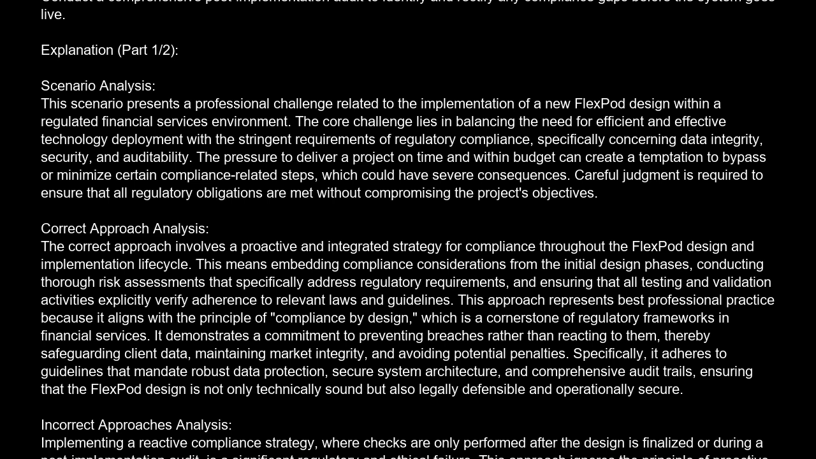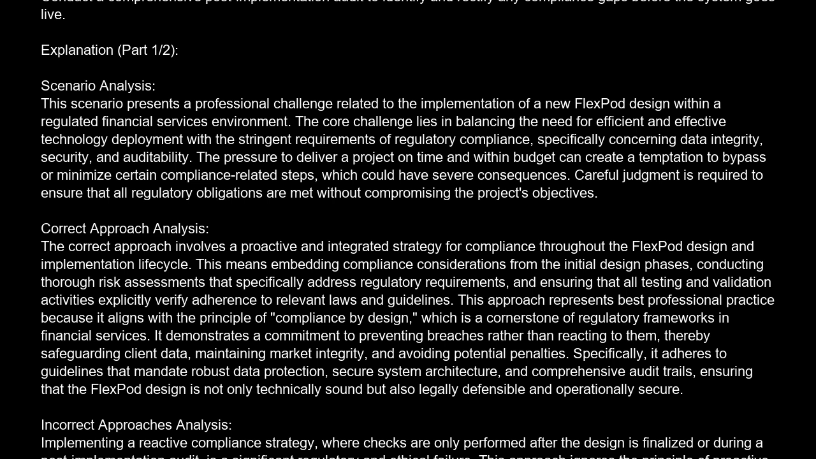It demonstrates a commitment to preventing breaches rather than reacting to them, thereby safeguarding client data, maintaining market integrity, and avoiding potential penalties. Specifically, it adheres to guidelines that mandate robust data protection, secure system architecture, and comprehensive audit trails, ensuring that the FlexPod design is not only technically sound, but also legally defensible and operationally secure.